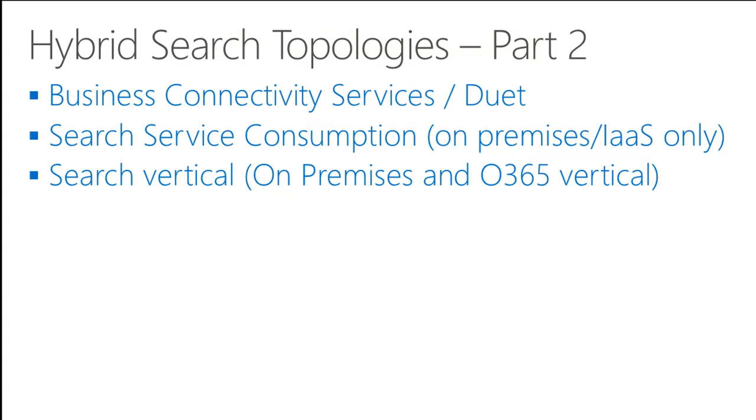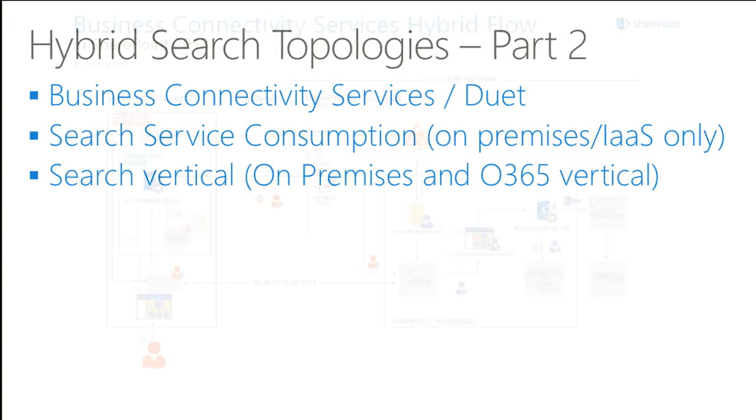We're also going to talk about, part two is a little bit less frequent hybrid. So business connectivity services using BCS. We'll briefly talk about that. Search service consumption. So this is really your true on-prem scenario. This is using federated results where you actually have farm trust in place, and you're consuming services from one farm to the other. So that's the second half of the slide earlier where I talked about the two topologies, where it's not really true hybrid, but could be considered hybrid.